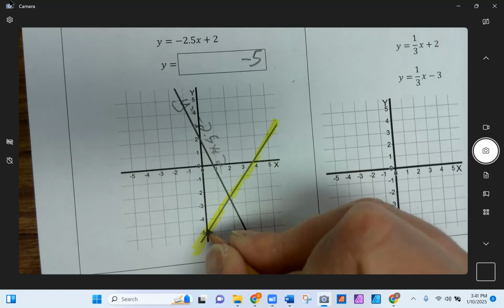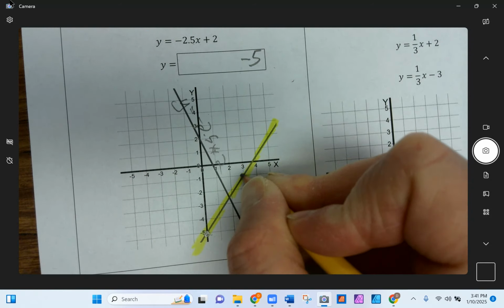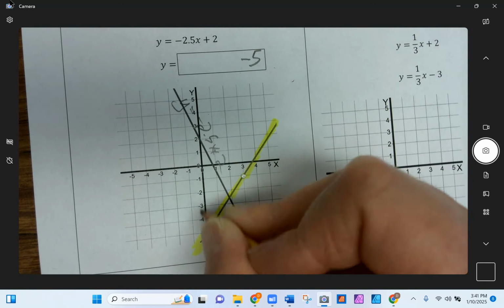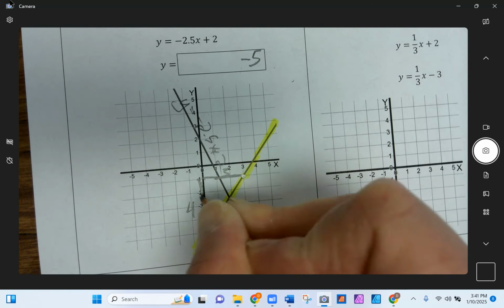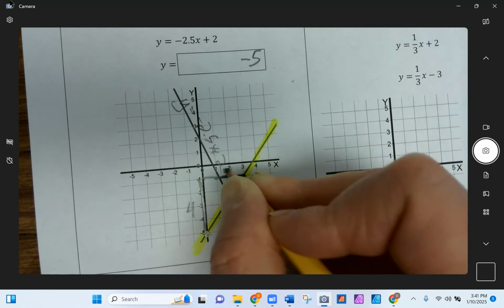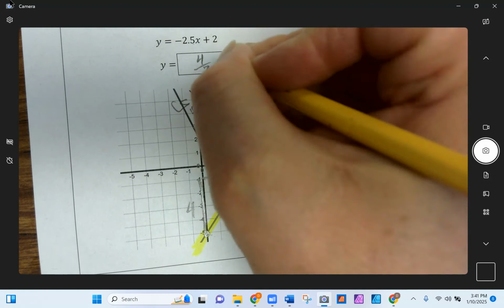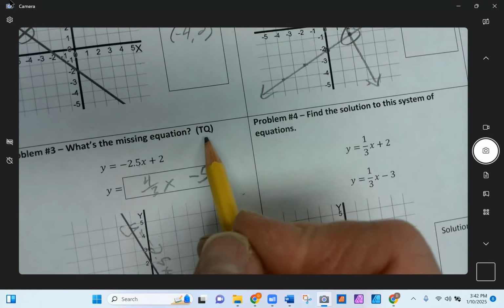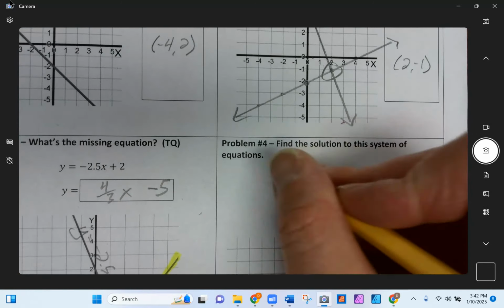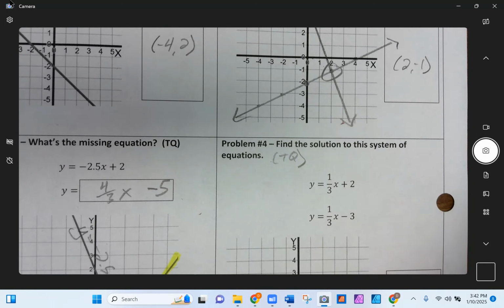And now I got to figure out 2 points to kind of like get my slope. I got it right here. It's going to go up 4. It's going to go right 3. So that's my slope right there, at 4/3. So y equals 4/3 x minus 5. There you go. TQ, test question. Oh, this one's also a TQ. This one's also a test question. Okay.